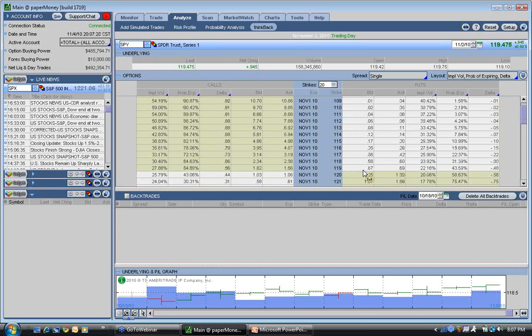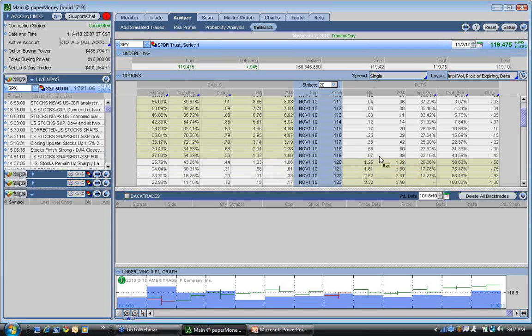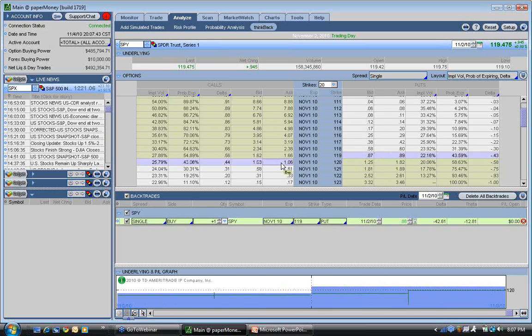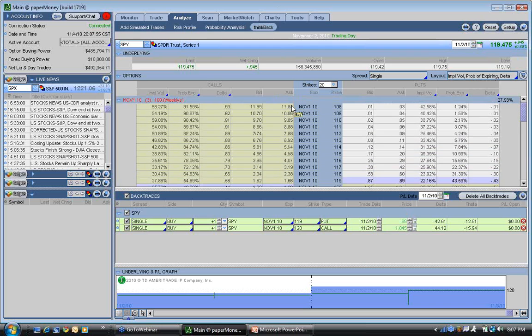Here's what I was coming up with: the 120s were $1 and the 119 puts were 87 cents. I noticed how inexpensive I thought that was. So you can see the strangle under $2. That's cheap. That's real cheap, especially going into all this news.